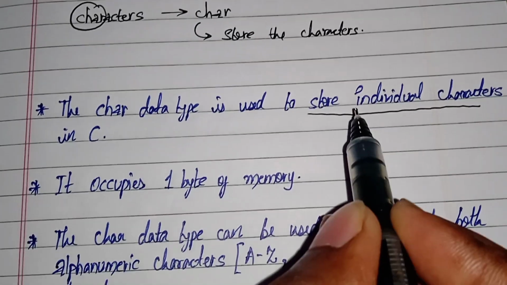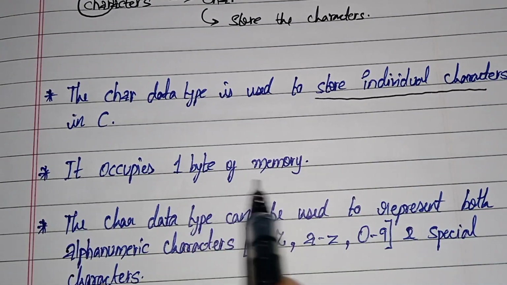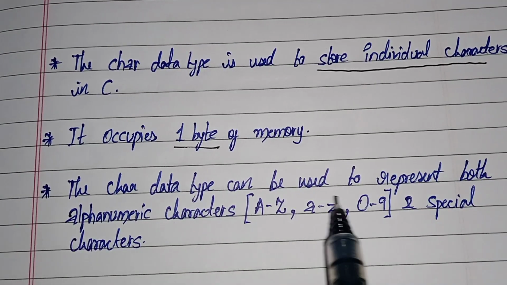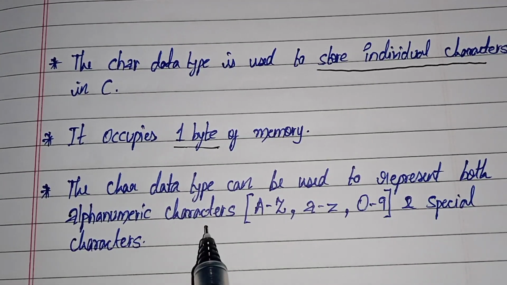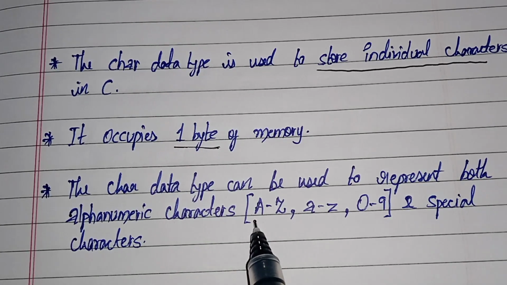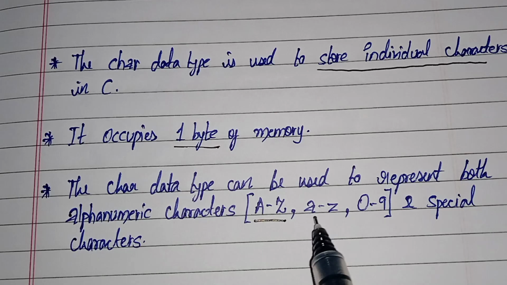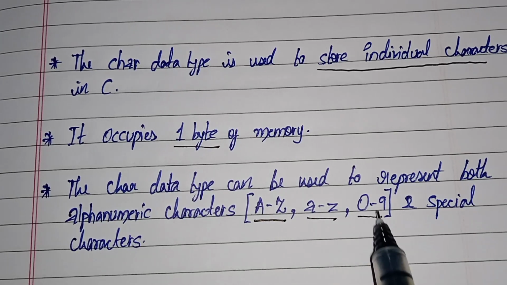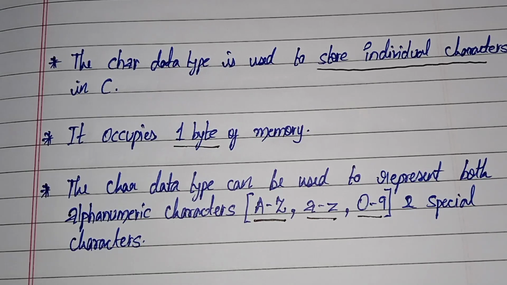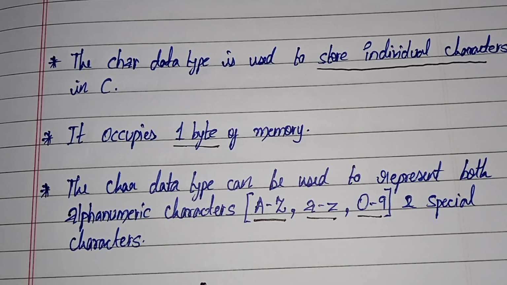Okay, so generally it occupies 1 byte of memory, and the char data type can be used to represent both alphanumeric numbers or characters. So it may be from capital A to capital Z, or small a to small z, or 0 to 9 numbers, and special characters. Okay, so special characters may be ampersand or any other things.